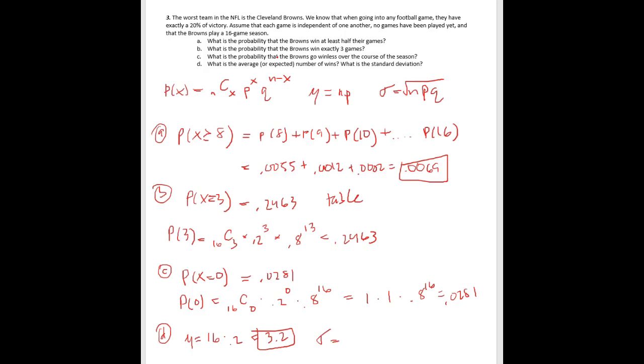And then what is our sigma? Well, we have a formula for that, the square root of n times p times q. So 16 times 0.2 times 0.8, and that is going to shake out to be 1.6. That's that. All right, guys, let me know if you have questions on that as well. All right, on to 4.